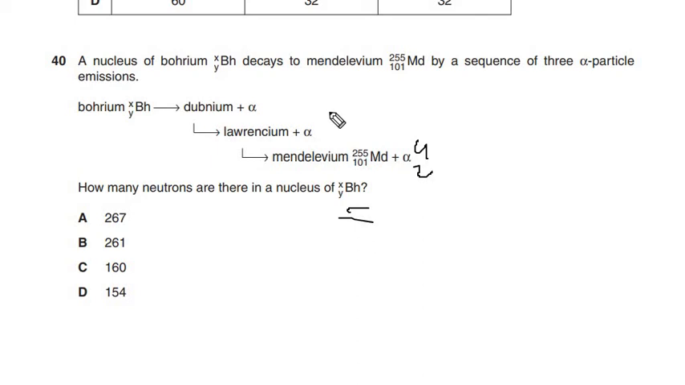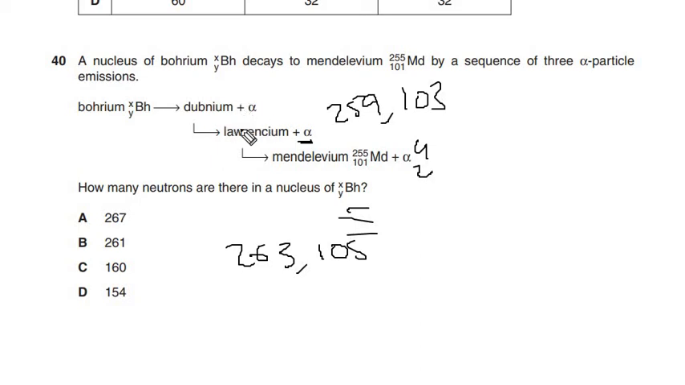So if you add them up, what do you get? You get 259 and 103. All right, sorry about the handwriting, but whatever. Then you add another alpha, which is another 4,2, to lawrencium to get dubnium. So if you add that, what do you get? You get 263 and, at the bottom, the atomic number, which is 105. And you add another alpha to that to give you bohrium. So that's going to be 267 and 107.